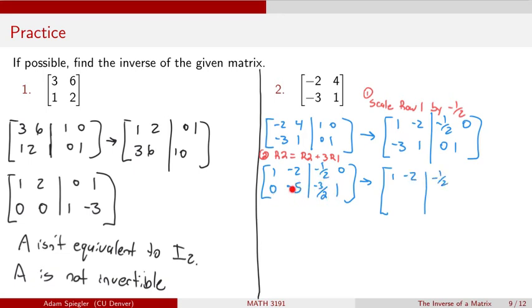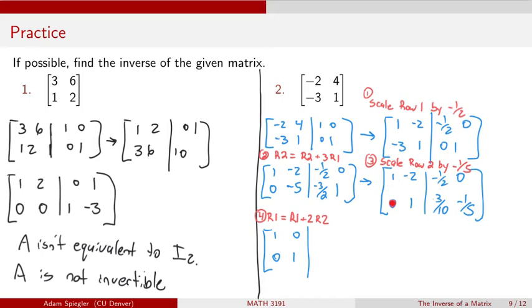Then let's take this second pivot and let's scale it by minus 1/5. So we're going to scale row 2 by minus 1/5 so that now we've got 2 pivots, both of which are equal to 1. And to put it into reduced row echelon form, what we'd like to do next is eliminate the entry above this pivot. So we're going to replace row 1 with 2 times row 2 plus row 1. So row 2 has not changed.